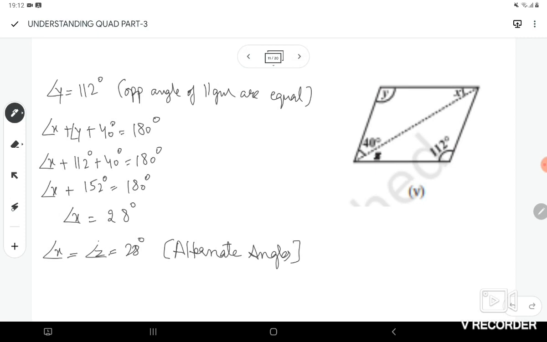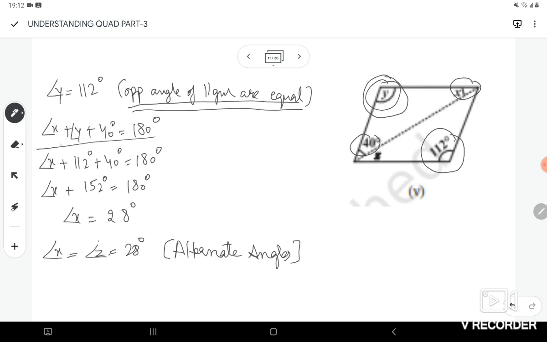Now moving on to the next figure, we can clearly see one angle is given as 112 degrees. So y would also be equal to 112 degrees. Why? Because opposite angles of a parallelogram are equal. Now we can clearly see that x plus y plus 40 degrees would be equal to 180 degrees, because of the angle sum property of a triangle. So x plus 112 degrees plus 40 degrees is equal to 180 degrees, and finally the value of x comes out to be 28 degrees.